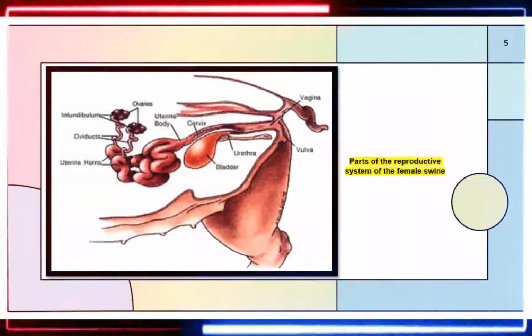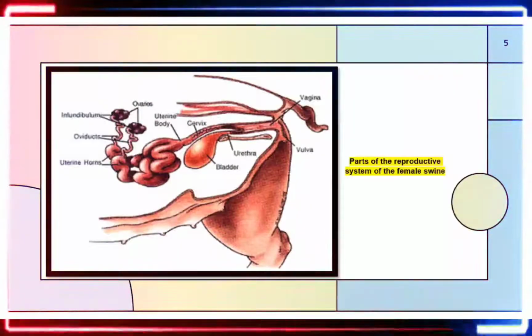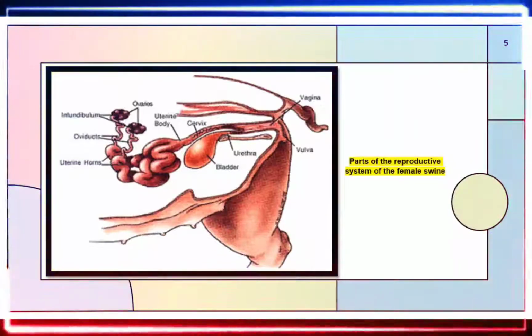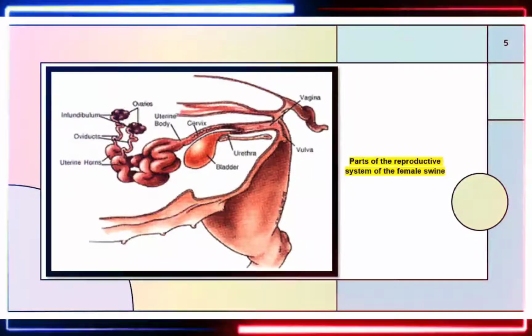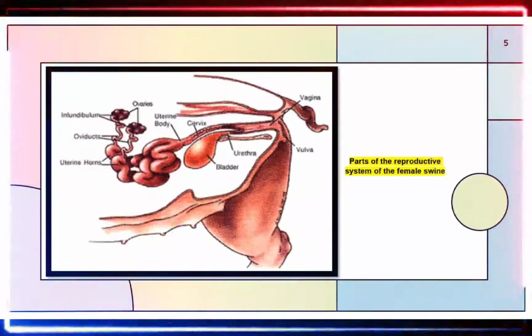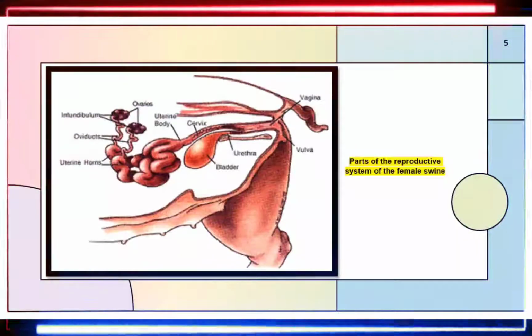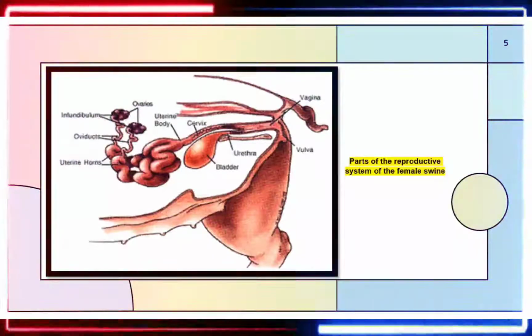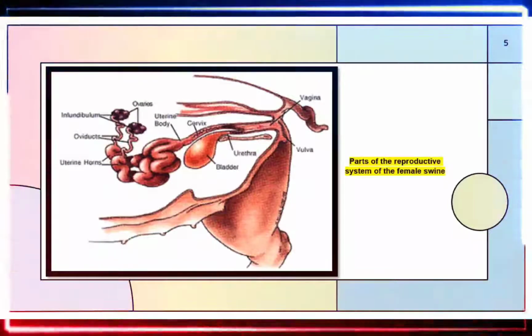The reproductive system of the female swine. The reproductive system of the female swine consists of the two ovaries, two uterine tubes, which are fallopian tubes, the uterus, the cervix, the vagina, and the vulva.